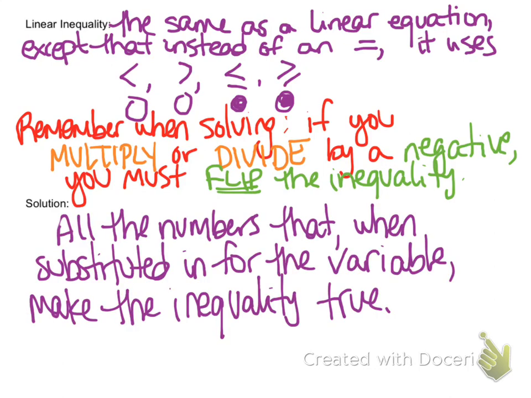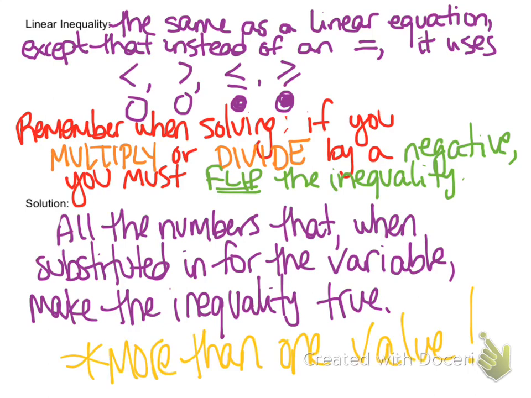Next, the solution to a linear inequality are all the numbers that, when substituted in for the variable, make the inequality true. This is the same as an equation, except that with a linear inequality, there's going to be more than one value that becomes your solution.